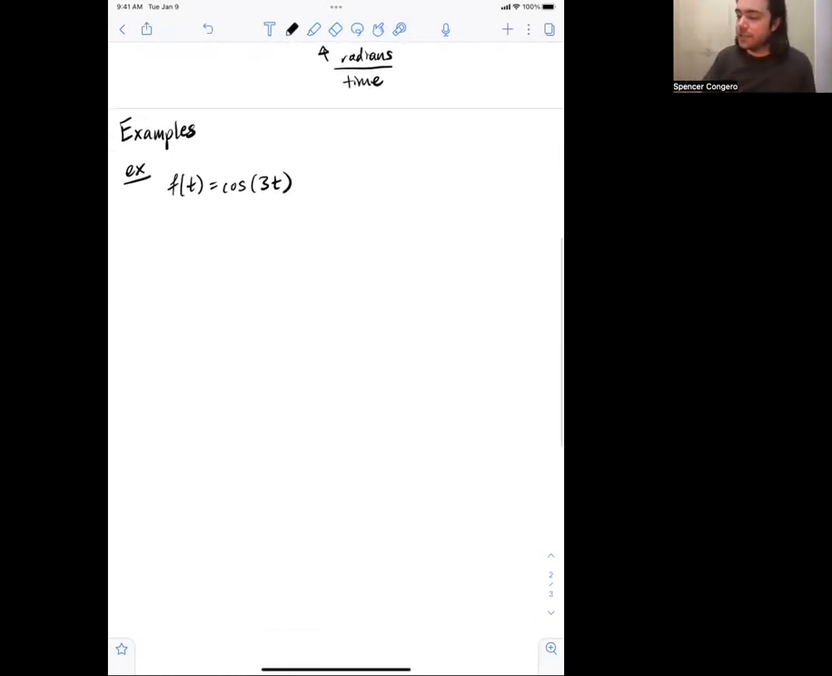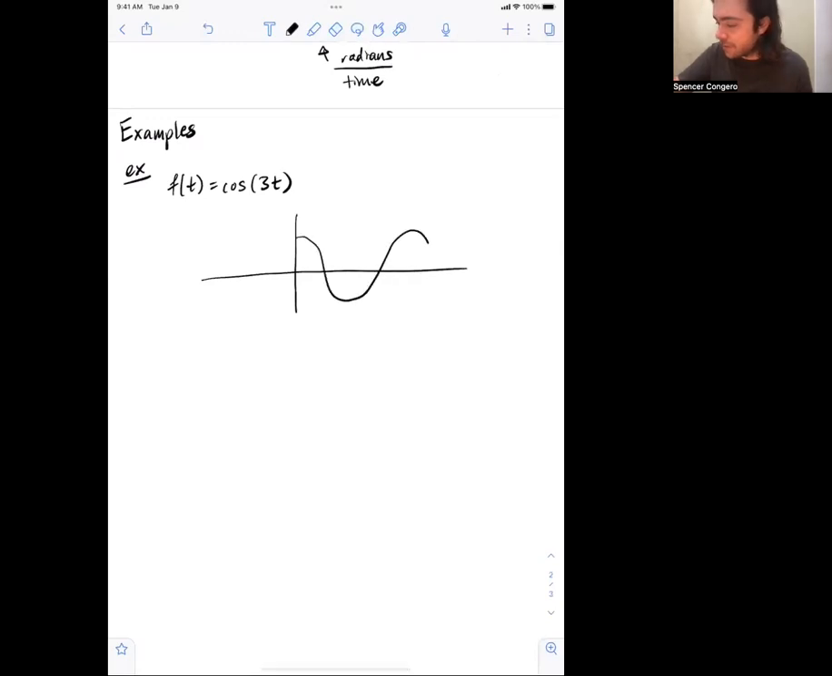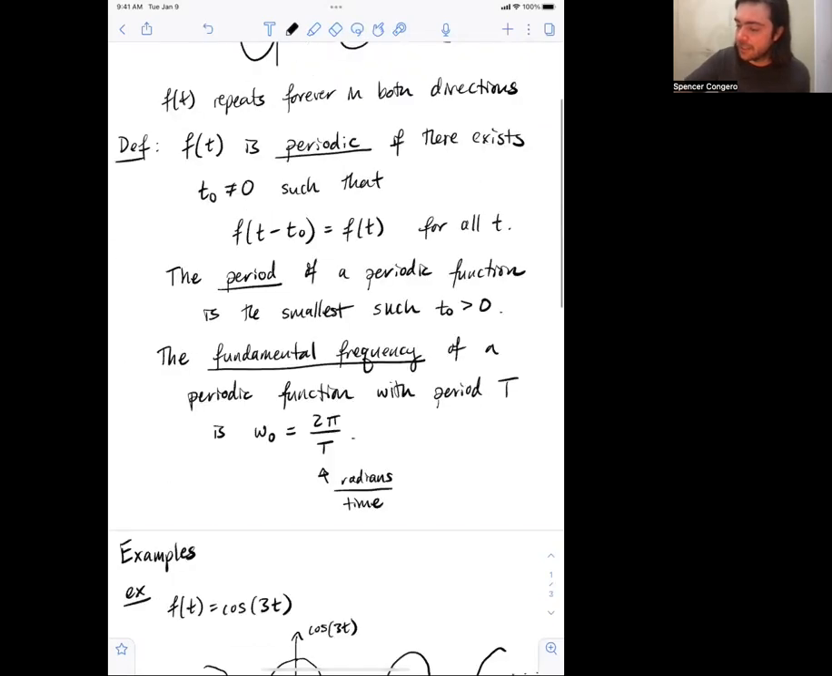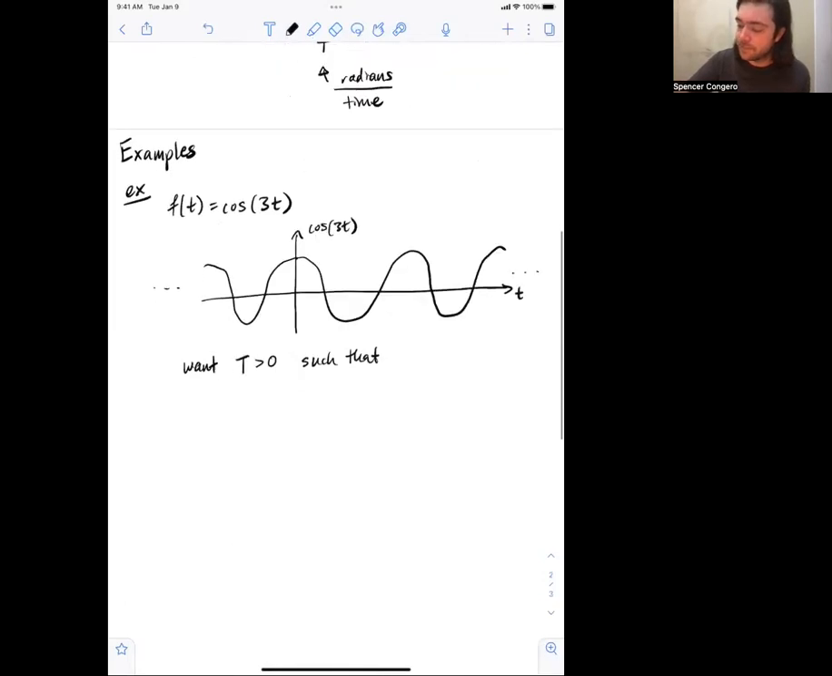So let's just look at cosine of 3t. Let me draw it for you. So we have our cosine function here. And there can be a few different ways to get the period of functions. Okay, so the first way I'm going to do is let's just go straight from the definition. Okay, so I want some big T greater than 0 such that, what does the definition say? When I shift my function by that amount, I get back the original function.